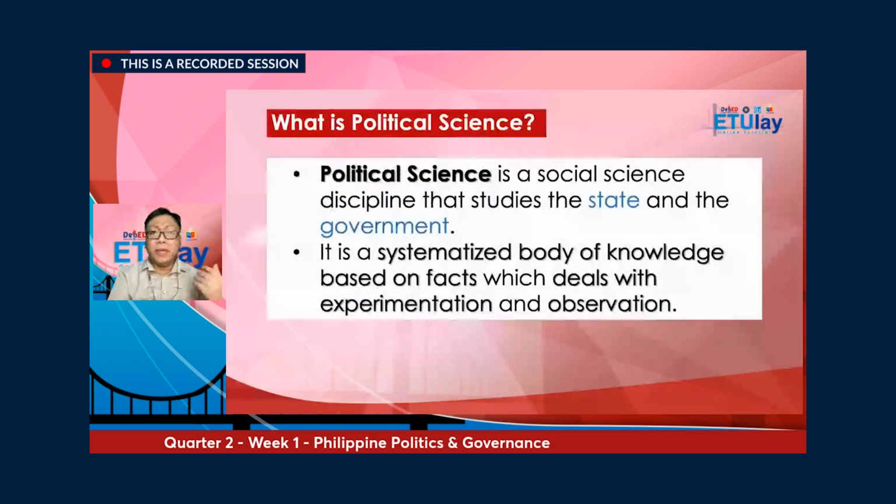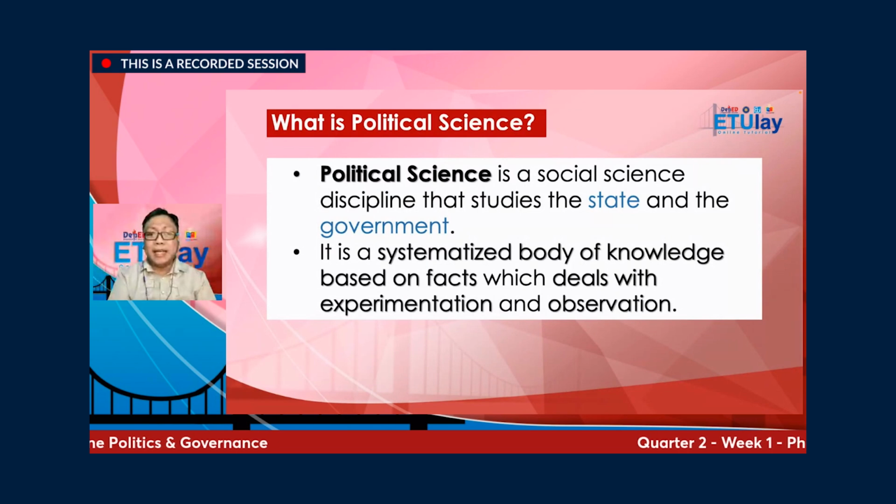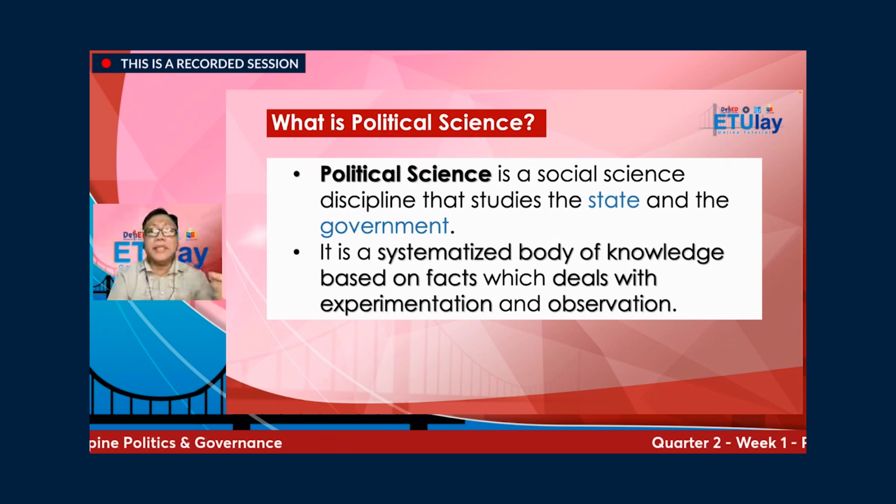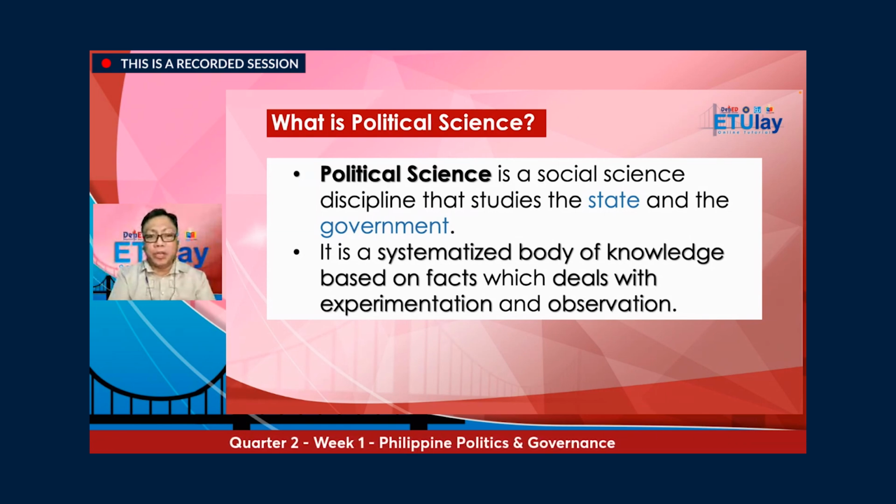So, what is political science? Political science is a social science discipline that studies the state and the government. So, these are the two concepts that are being studied in political science. So, as a social science, it studies the state, the people in the state, as well as the government and authority. So it is a systematized body of knowledge based on facts which deals with experimentation and observation.